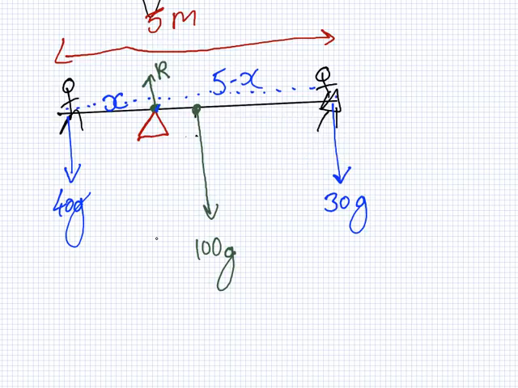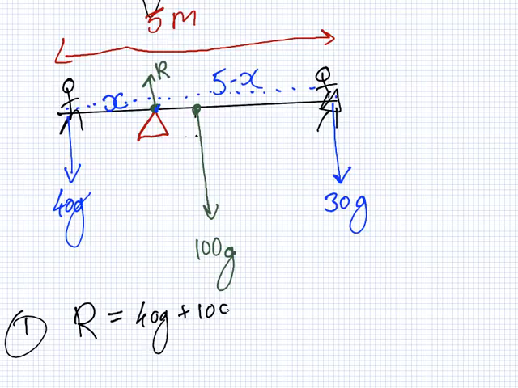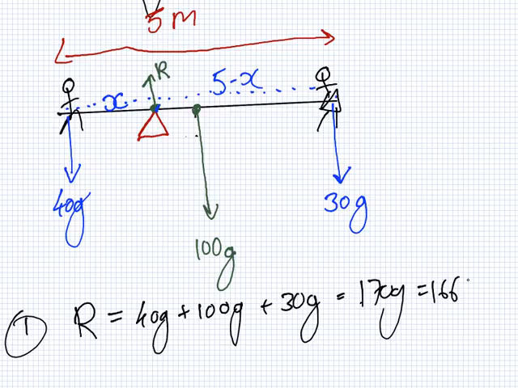Right. What force is going up? The reaction. And what force is going down? 40g plus 100g plus 30g, which is 170g. Which is 1668 newtons. Okay.